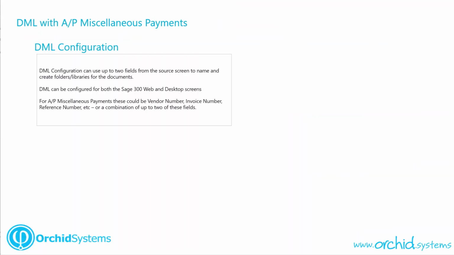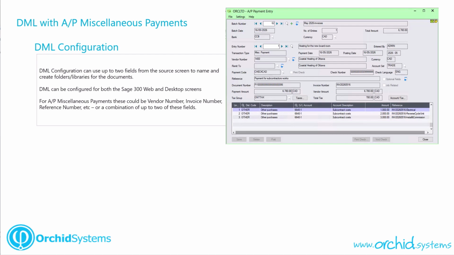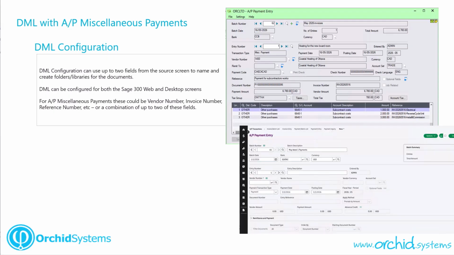Thanks, Anne. And after this detailed presentation on using document management link with AP invoices and PO invoices, let's look at how this can apply to AP miscellaneous payments. So when we look at accounts payable payment entry for the miscellaneous payments, we could be using the vendor number, the invoice number, or the document number or a reference number on the desktop screens, and using the same fields on the web screens, although they may have a different name on the web screens.